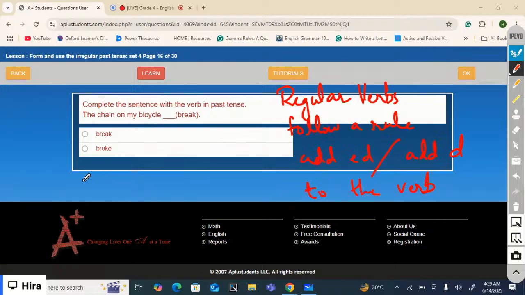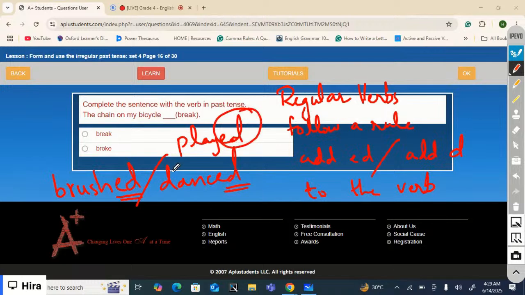Like, for example, brushed, danced. Brushed, add ed, danced, add d, played, again, add ed, or bake, baked, add d. So these are regular past tense verbs, which follow a rule of adding d or ed.